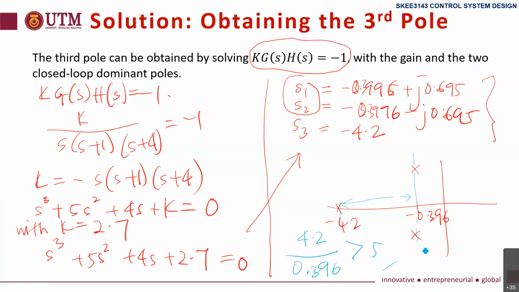That's what we mean by the distance between those poles. I will divide 4.2 by 0.39, which is, of course, more than 5. Therefore, the approximation is valid. Any question?